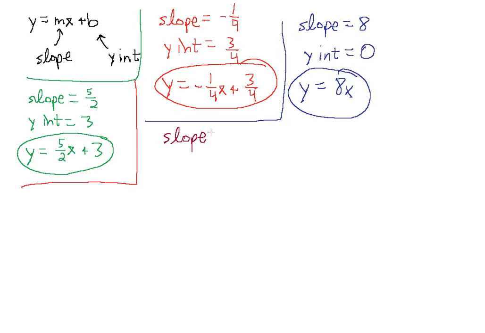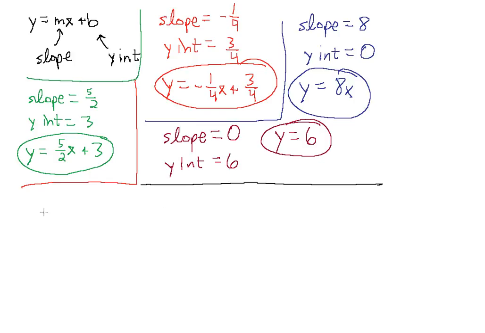Next we have a slope of 0, and our y-intercept is a positive 6. So our slope-intercept form is y equals our slope times x. Our slope is 0, so it's going to just cancel out to 0, and our y-intercept is 6. So y equals 6, and as we said before, this actually gives us a horizontal line that runs through the y-axis at y equals 6.